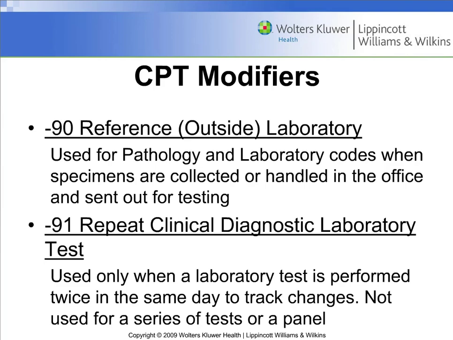Modifier 90 is for reference labs, which are outside the office. It's used for path and lab codes when specimens are collected or handled in the office and then sent out for testing. 91 is repeat clinical diagnostic lab tests. This is used only when a lab test is performed twice in the same day to track changes, not used for a series of tests or a panel.